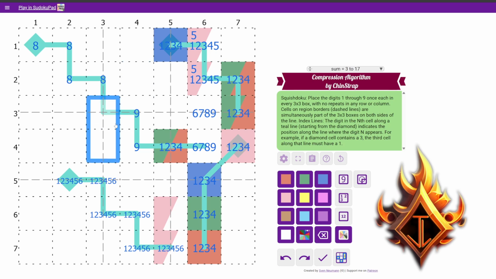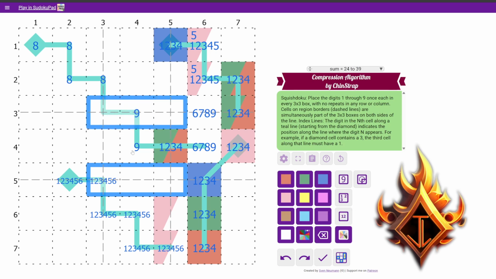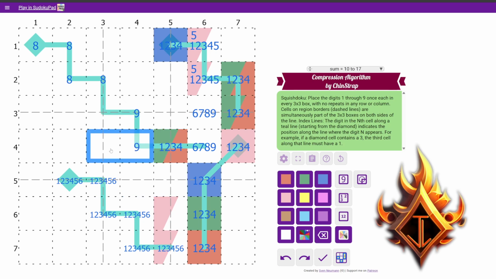Blue is in one. Wait a minute. Blue is gonna be in those top three because of that one. Bottom three because of that one. Blue is in one of these.